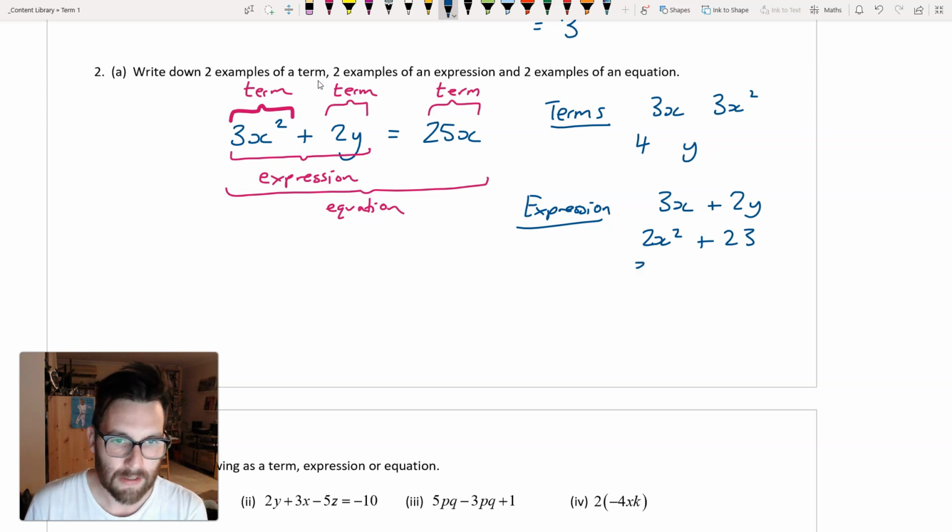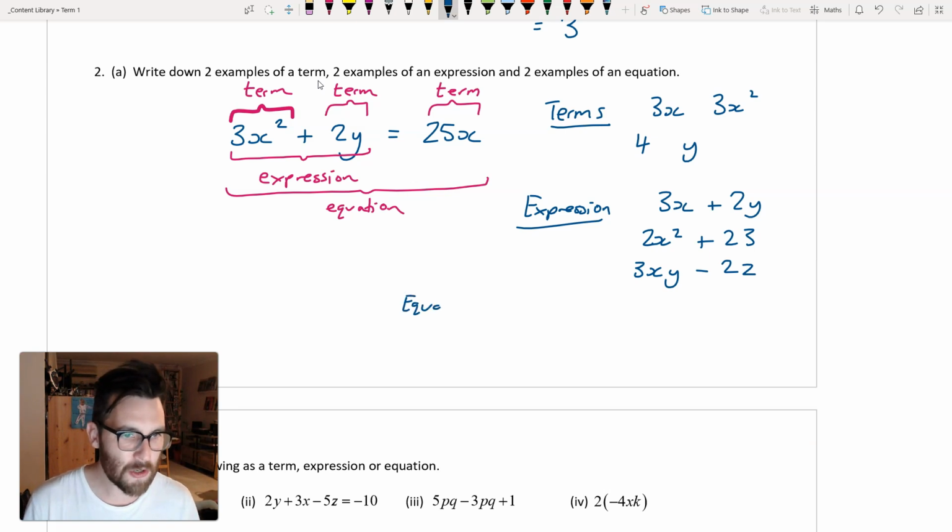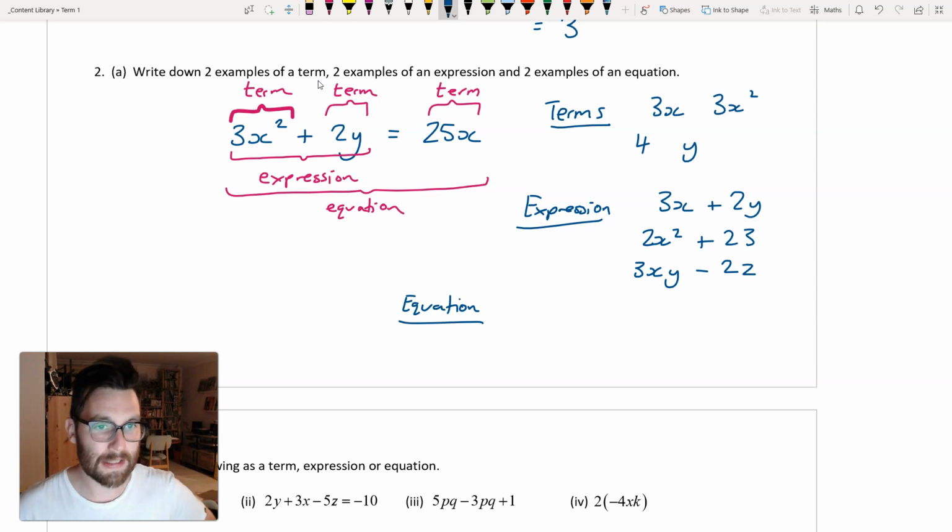We could have 3xy take 2z. But pretty much any combination of terms where we're adding and subtracting them. And then an equation, I hope my handwriting is legible, I'll do my best, is a combination of expressions and or terms, but the dead giveaway for these is an equal sign.